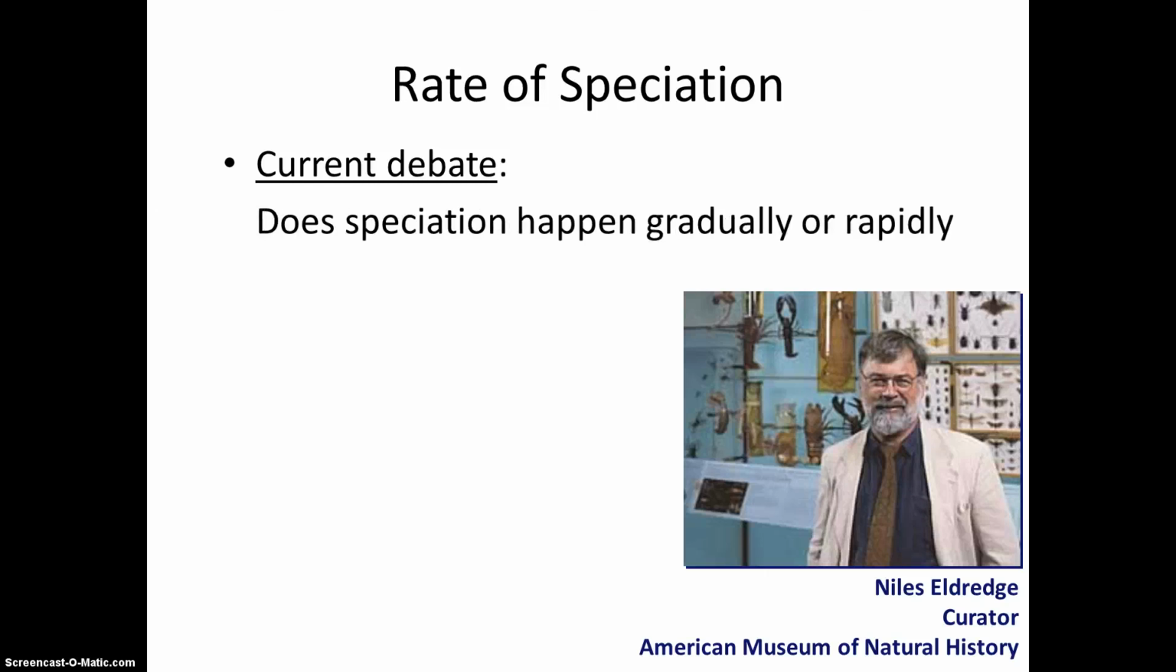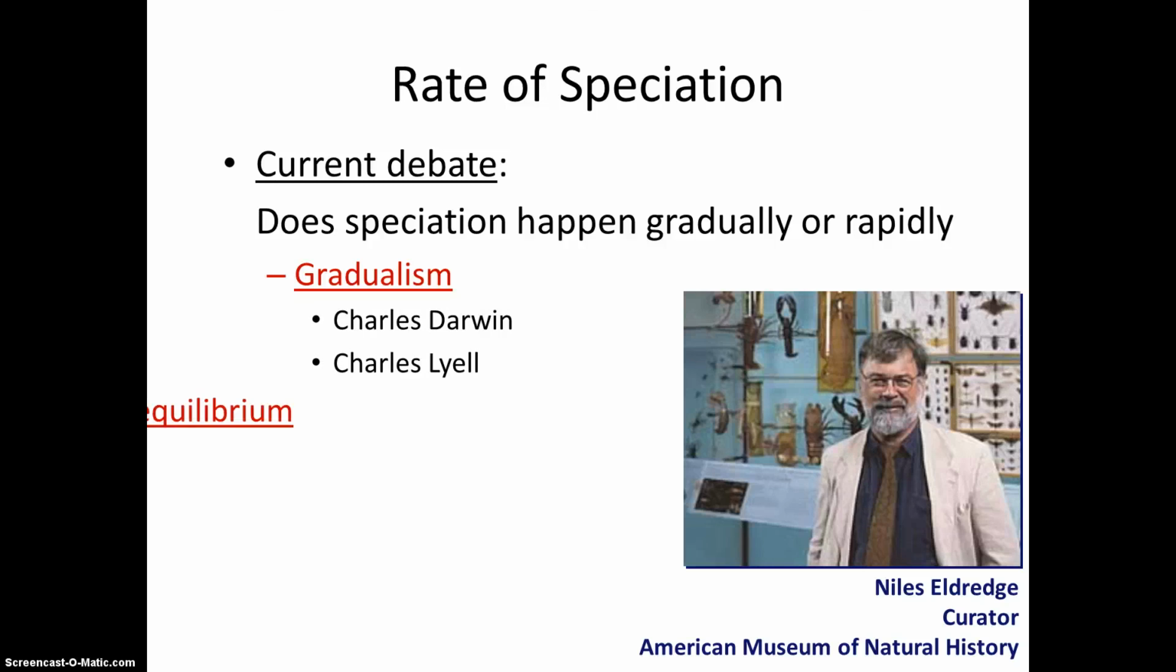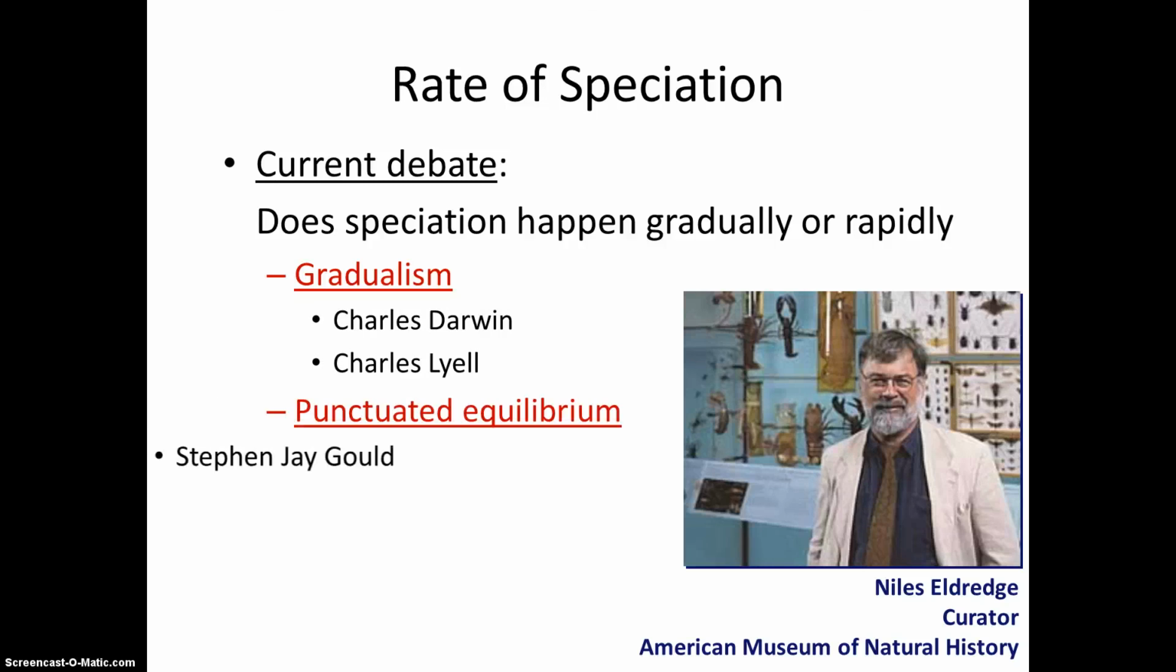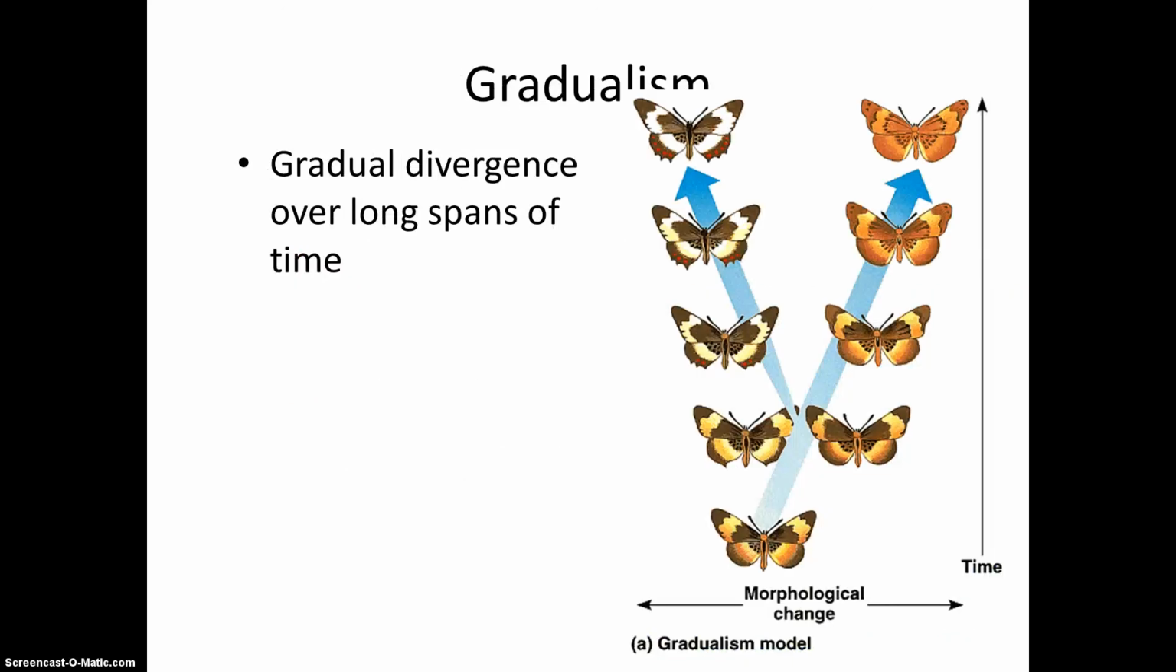The rate of speciation is currently under debate. It's been under debate for a very long time. Does speciation happen gradually or is it a rapid succession? Gradualism was proposed by Charles Darwin and supported by Charles Lyell, and punctuated equilibrium was very heavily supported by Stephen Jay Gould and Niles Eldredge. Gradualism means that there is a very gradual divergence over very long spans of time.